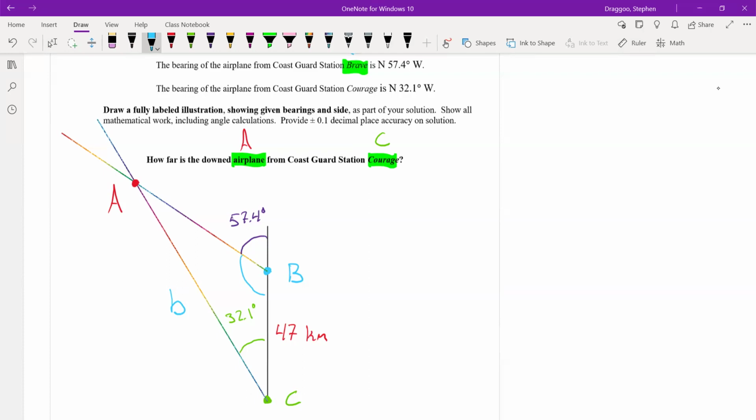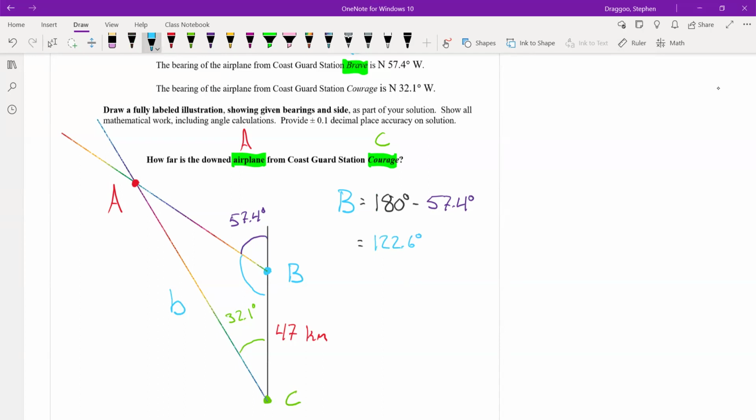Fortunately, though, for C, the bearing and the measure of angle C line up exactly. So I can just use that 32.1 for C. But to get angle B, I am going to need 180 degrees minus 57.4. And that gets me to, where to go? 122.6 degrees.